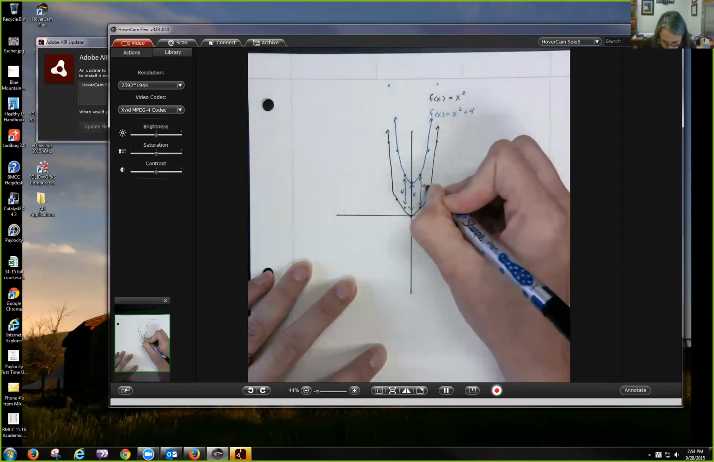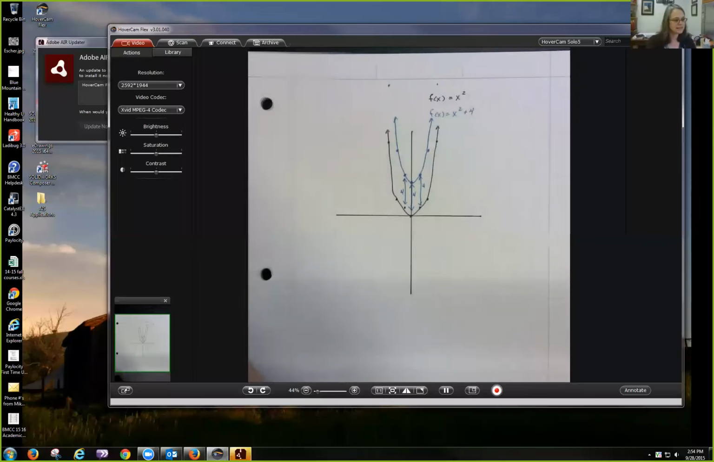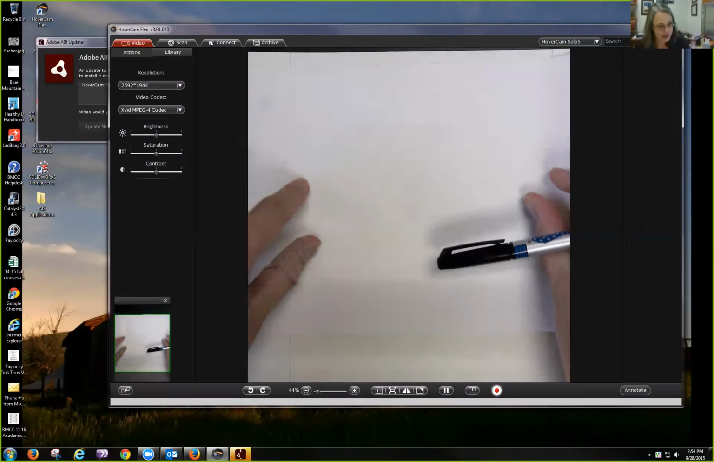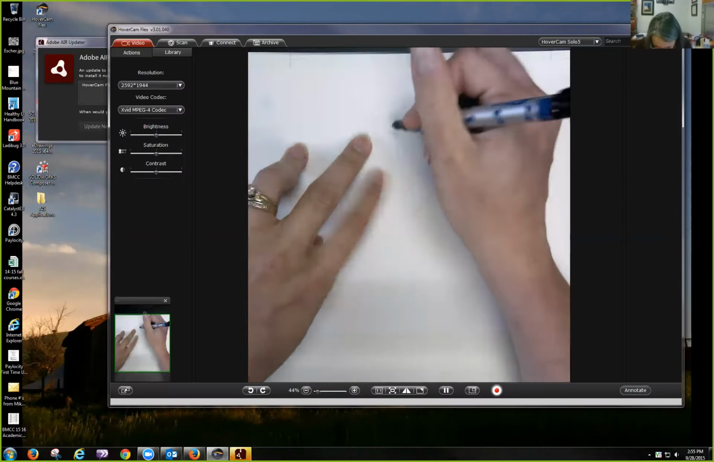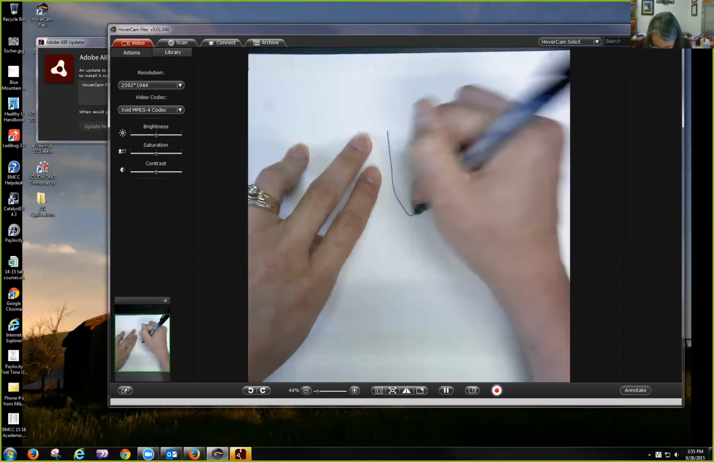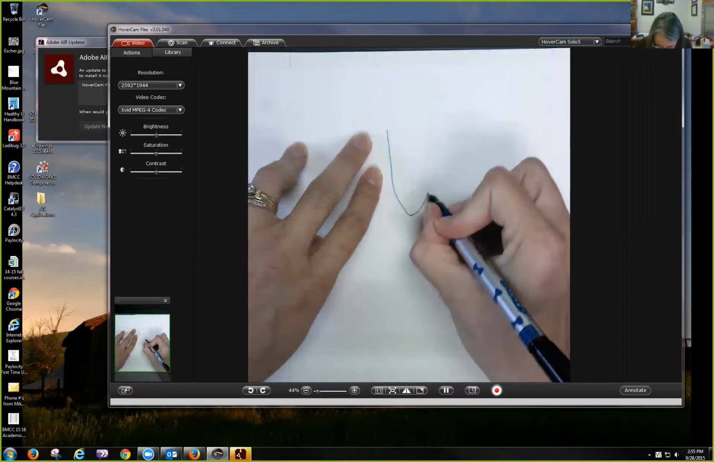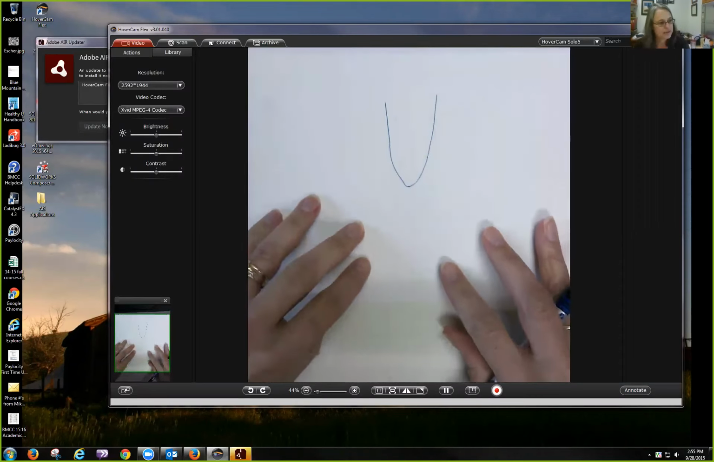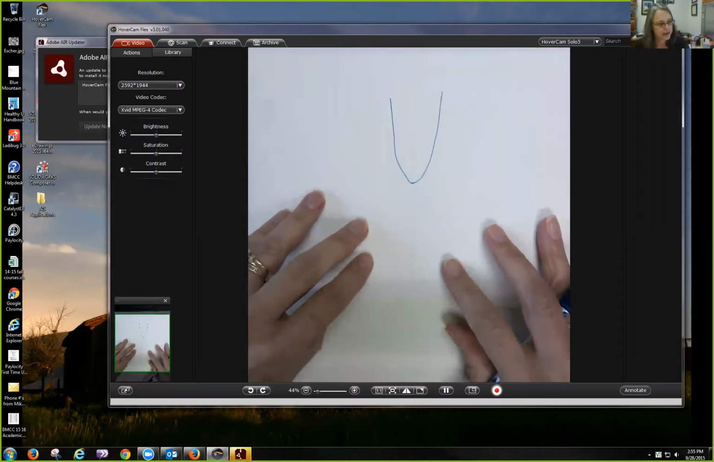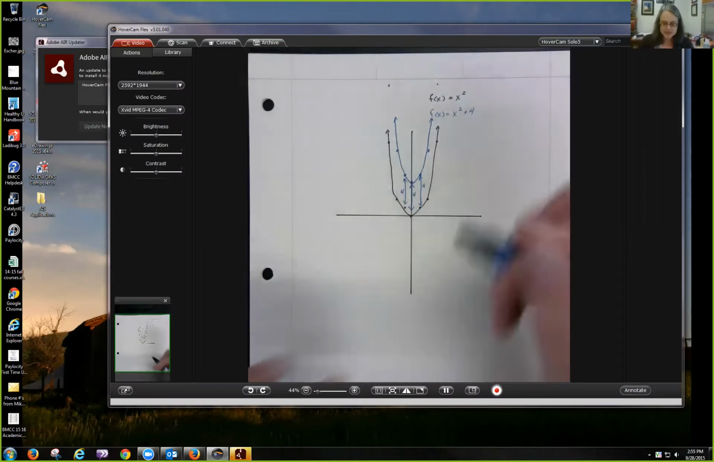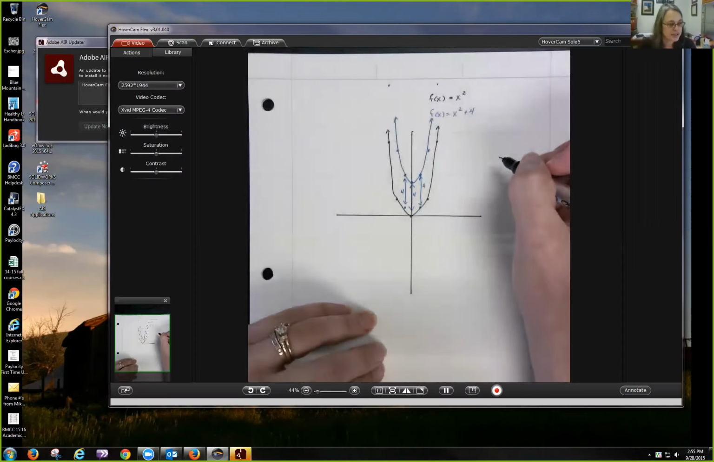In other words, this blue graph is exactly the same thing as if I had taken my black graph and just moved it up 4 points. So if I do this, I'm tracing my original line. And now if I scoot this guy up, it's going to lay right over the top of my other line. You probably can't see that. This is called a vertical transformation.